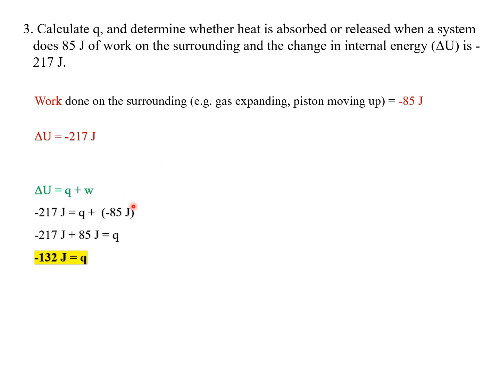So when applying the equation, negative 217 equals Q, which we don't know, plus W, which is negative 85. If we shift the negative value to the other side of the equal sign, it becomes positive. So the difference is negative 132 joules, which is our Q. You can see clearly it's negative. The negative sign means heat released to the surroundings. This is an exothermic reaction.